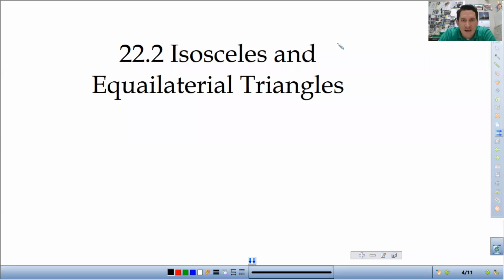All right, IM1 classes. Today we are talking about isosceles and equilateral triangles. And then we're going to be working on finding side lengths and angle measures inside those triangles.